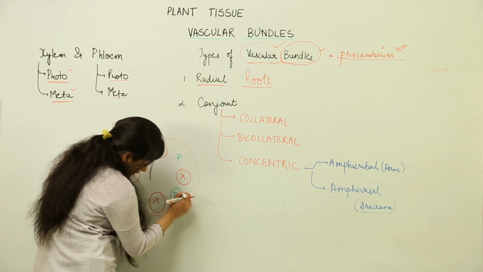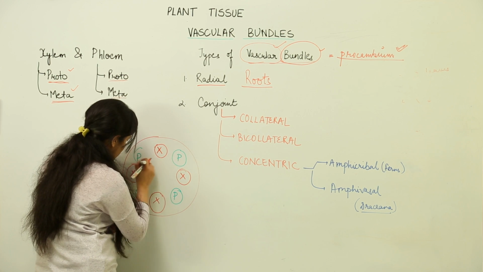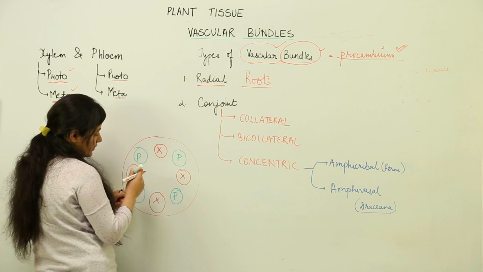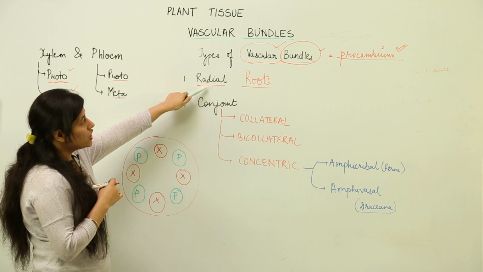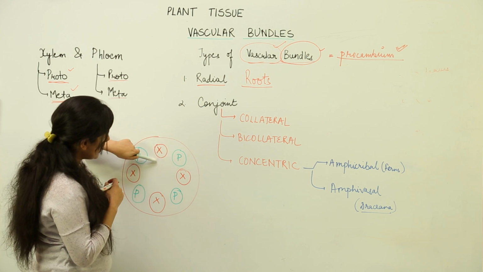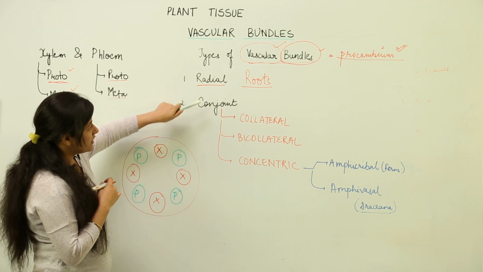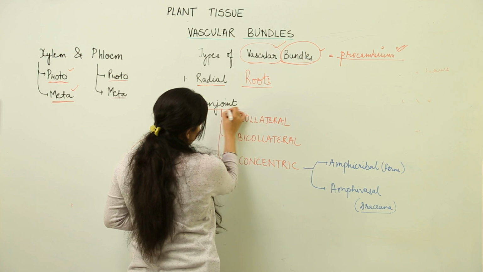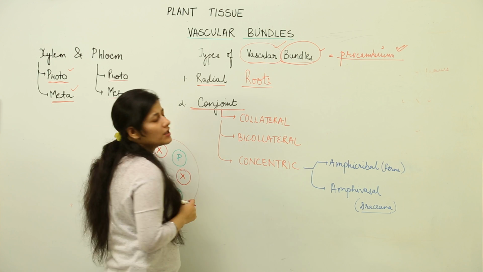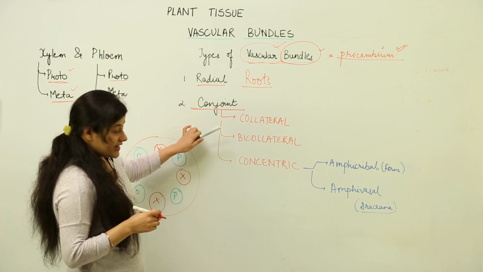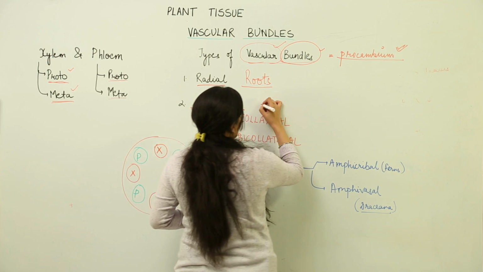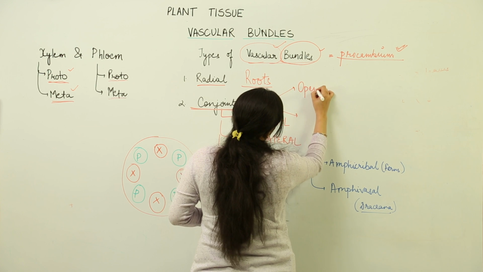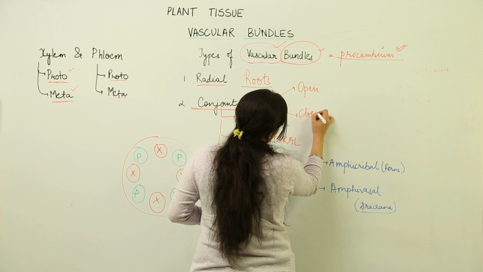In these radii, we are going to have 4 types of cells which are present in phloem. So all of them are present on different radii, and such an arrangement of vascular bundles is known as radial vascular bundle arrangement. Now we have conjoint. Now in conjoint, whenever I am talking about it, it is restricted to the stem. Conjoint has a broader classification. One is open and the other is closed.